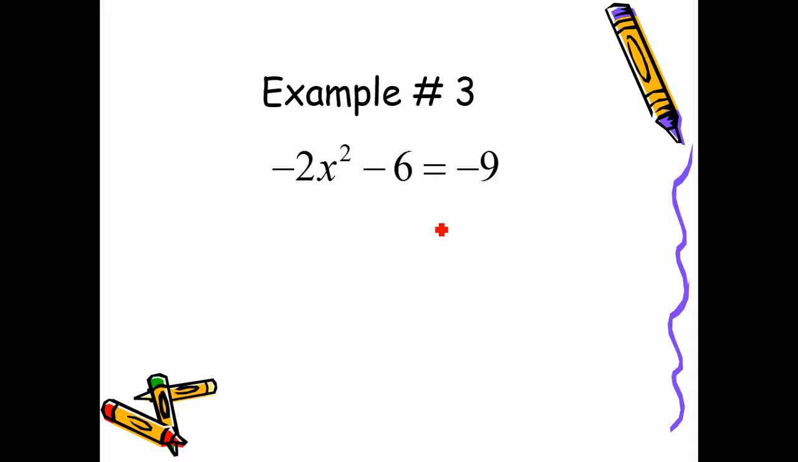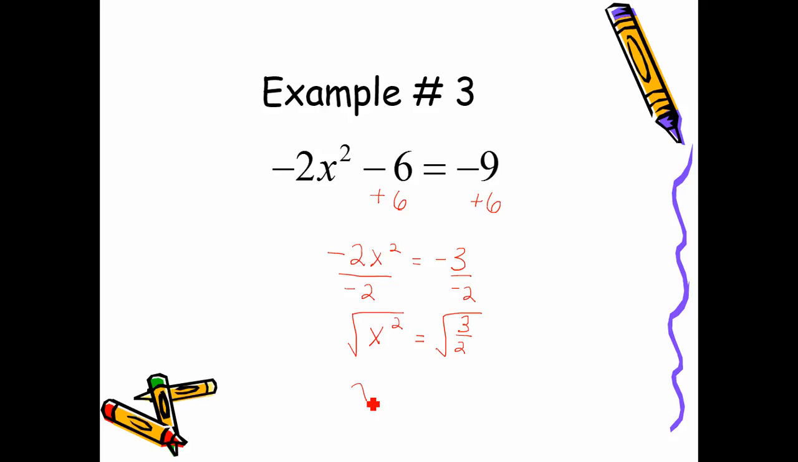All right, let's look at a third example. Negative 2x squared plus 6 equals negative 9. So I would go ahead and add the 6 again. And then I have negative 2x squared equals negative 3. Then I would divide by the negative 2. That's the coefficient there for the x squared. Negative 3 divided by negative 2 is actually positive 3/2. No decimals, guys. Leave those as fractions. And then we would go ahead and once again take the square root. And so I'd get my x by itself.